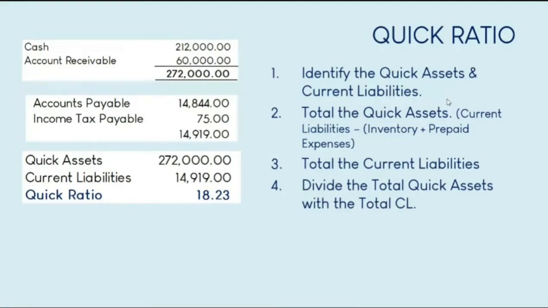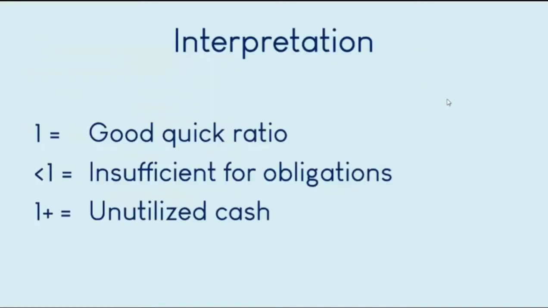So we interpret the quick ratio same as we interpret the current ratio. That means with the quick assets that we have, we can pay for our current liabilities 18 times. So interpretation: 1 is a good ratio. It means we have enough to pay for our current debts. Less than 1, that means our cash or our quick assets is insufficient for obligations. So our liquidity is damaged. If it's 1 plus, that means we have a lot of unutilized cash. That means we have a lot of liquidity, and other investors could interpret that as the business not investing enough.